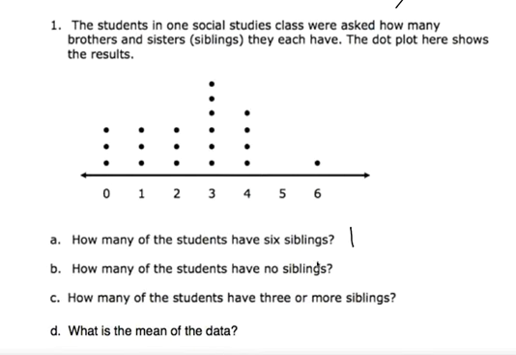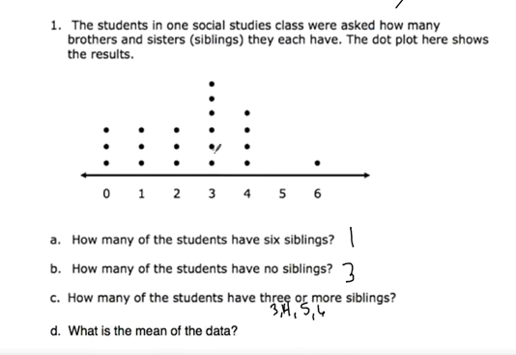How many students have no siblings? So we go to 0, we count and see how many dots we have. We have 3, so we have 3 students with no siblings. On C, it says how many of the students have 3 or more siblings. So 3 or more siblings means that I'm going to have to do 3, 4, 5, and 6, and I'm going to have to add them all together.